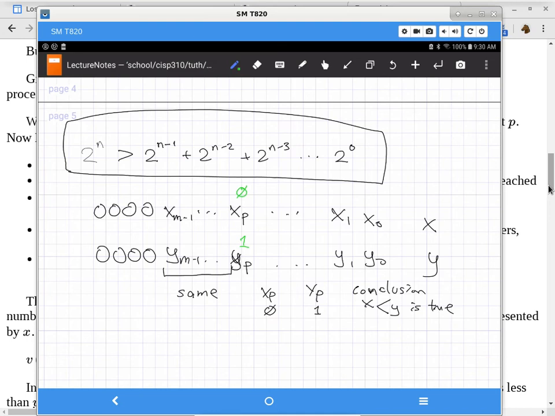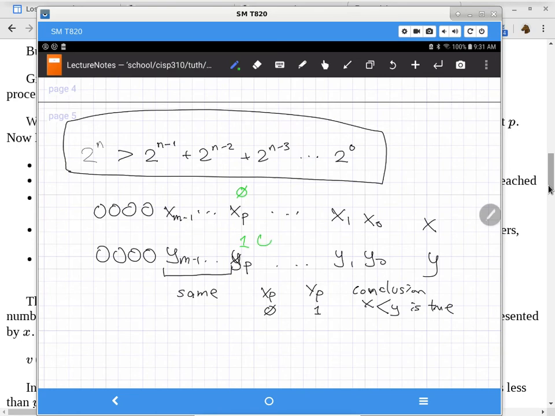Now the question is, if I know xp is a 0 and yp is a 1, how can I conclude, without looking any further, that x represents a value less than the value represented by y? What is the worst case that can happen here? Maybe the rest of y are all zeros, and maybe the rest of x are all 1s.